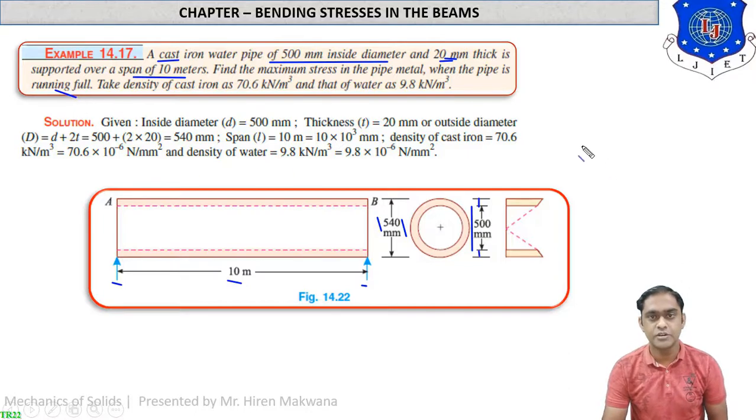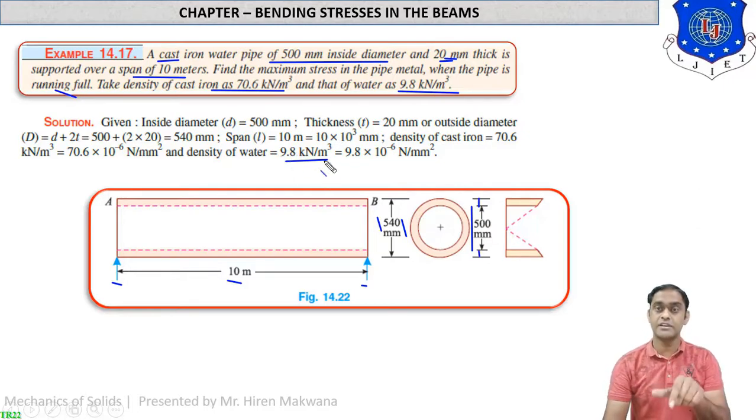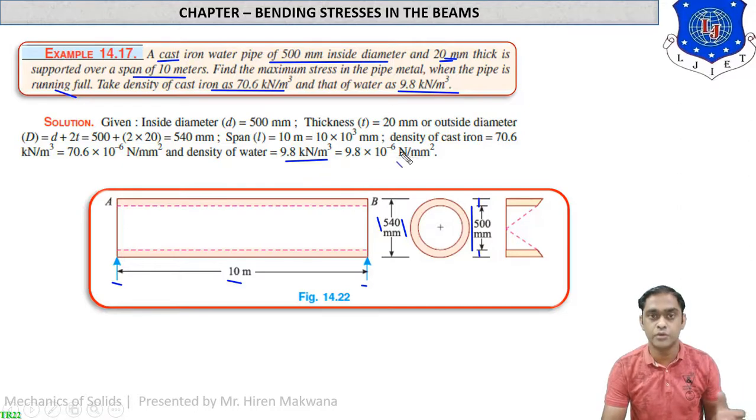And the density of the water is given, and the density of the cast iron material is also given: 70.6 kilonewton per meter cube and 9.8 kilonewton per meter cube for water. So it is kilonewton per meter cube. So by converting into Newton, we have to multiply by 10 raised to 3. And for meter raised to 3 into mm raised to 3, it will be 10 raised to minus 9. You can imagine on your own, or you can do rough work in your notebook. So the final answer will be 9.8 into 10 raised to minus 6 Newton per mm cube.